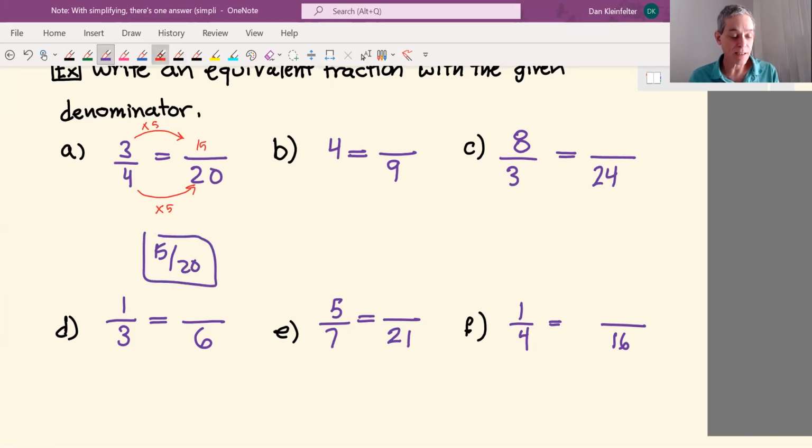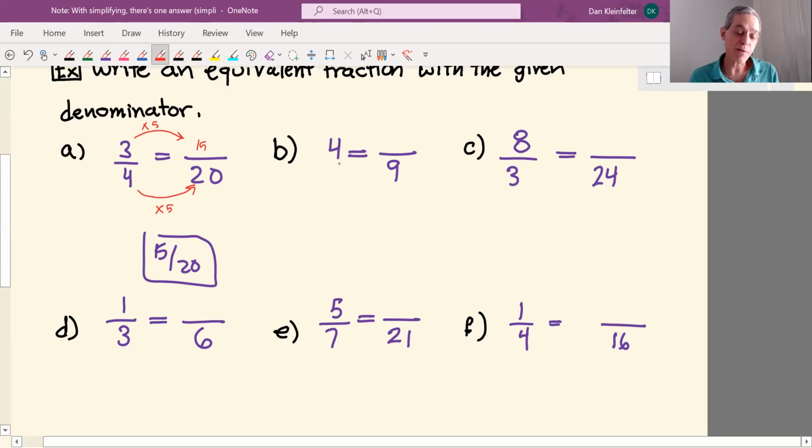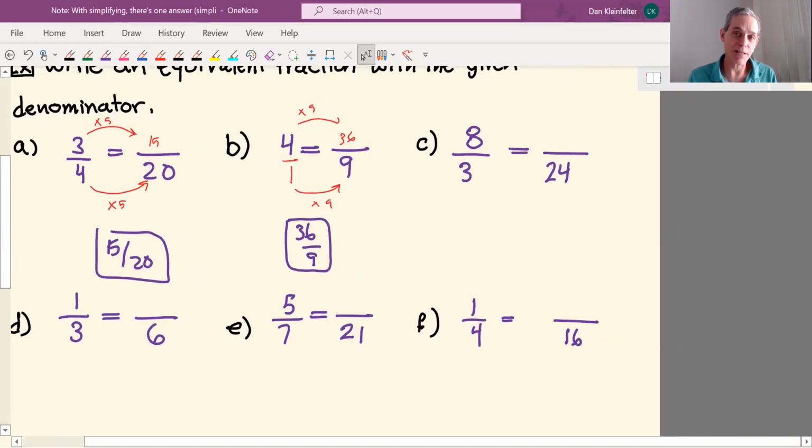For B, that's a little bit trickier because you need to remember that 4, which is a whole number, is the same as 4/1. Right? So then once we've done that, we could say, well, 1 times 9 is going to equal 9, and 4 times 9 will equal 36. And so 36/9 will be our fraction that is equivalent to 4. And then in hindsight, you can say, well, of course, 36 divided by 9 is 4.